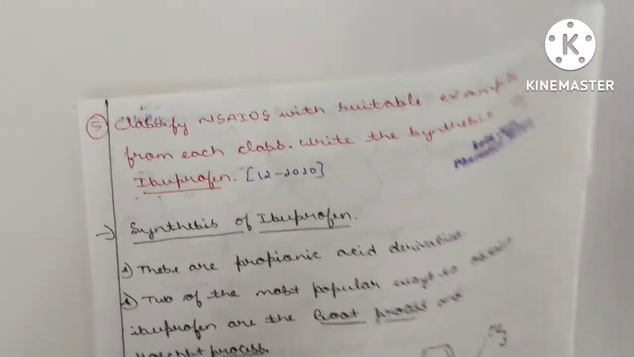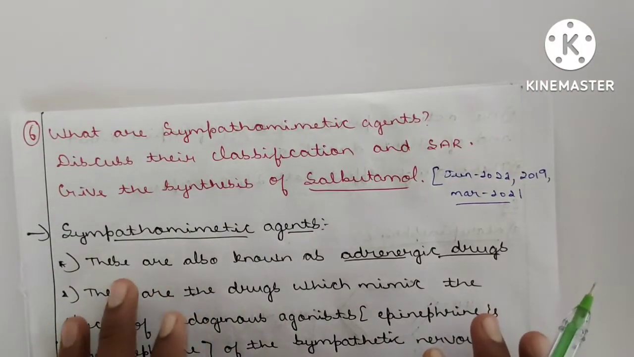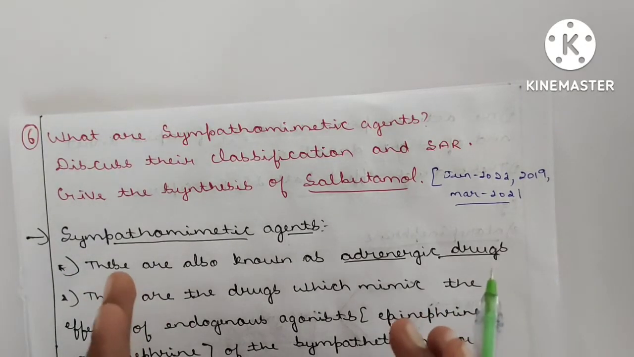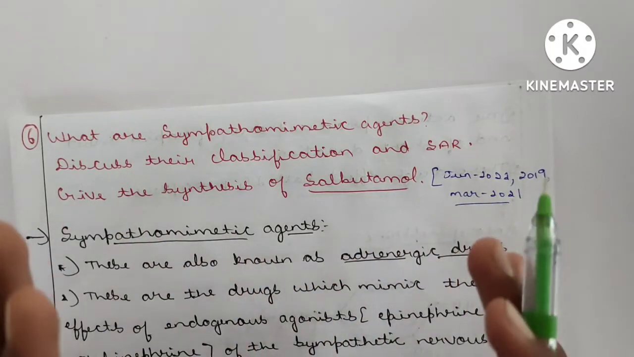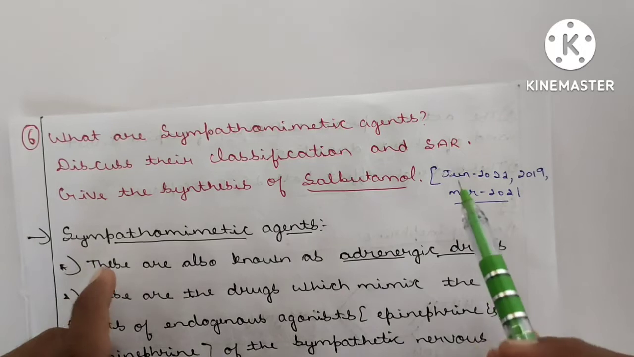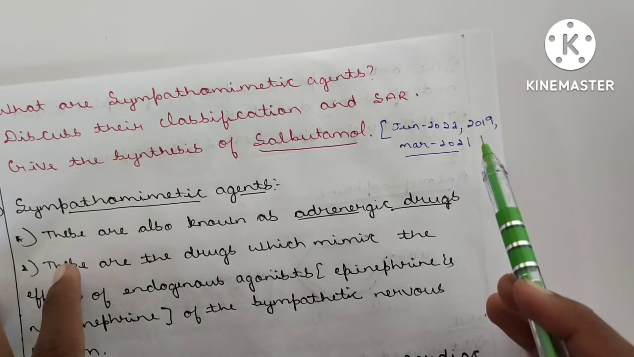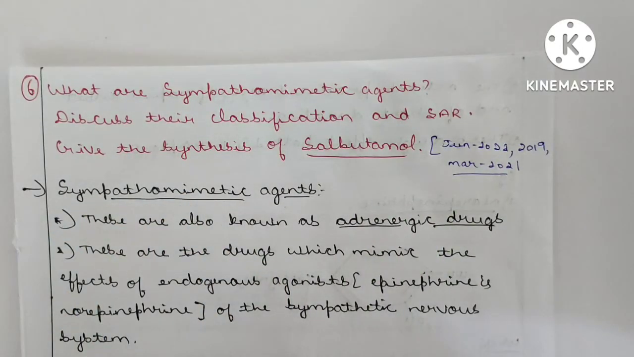Now let's move towards the next, sixth question. Very important one, because this question has been asked many times in our examinations. What are sympathomimetic agents? Discuss their classification and SAR, and give the synthesis of salbutamol. This question was asked in June 2022, in 2019, and in March 2021, but the pattern of asking is a little different.